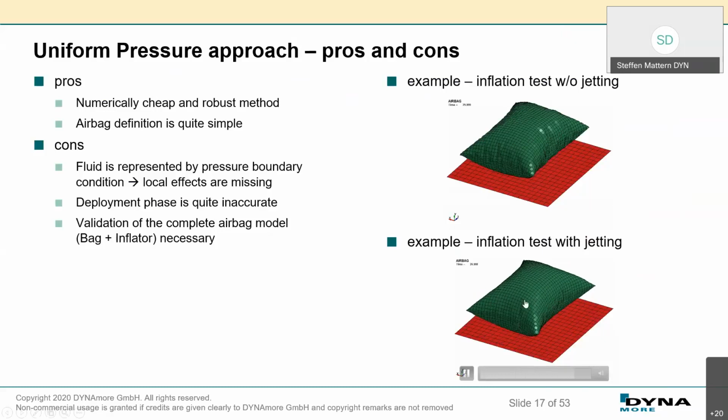The gas seems to be directed in some way, but you have to keep in mind that this is just the result of a scaling of the pressure boundary condition. So the model will, for example, not be able to take into account changes of the jetting's direction due to interaction of the airbag with its structure. I will discuss this on the next slides, and you will understand why this is a limitation.